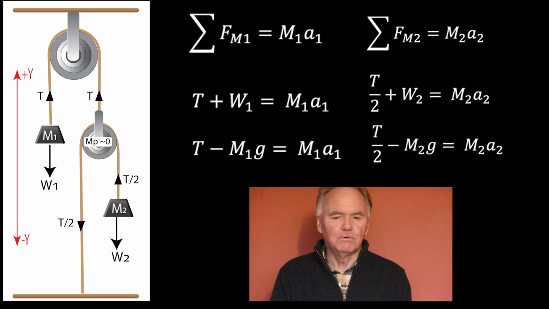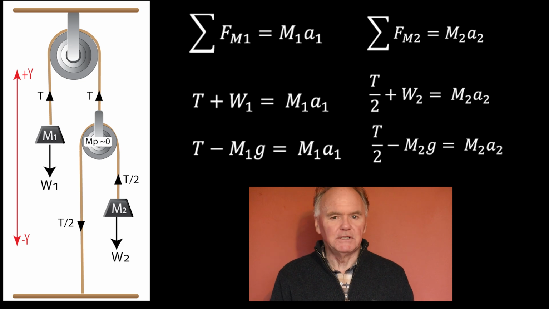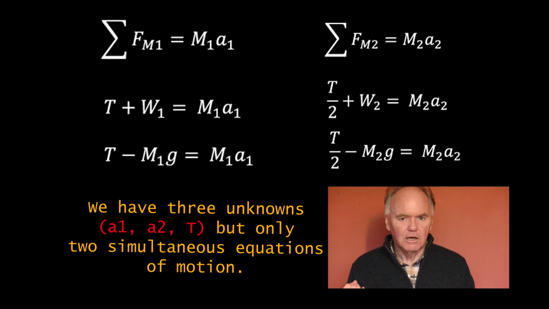Part 1 ended with two simultaneous equations with three unknowns, which means we need a third simultaneous equation. Newton's law couldn't help us in that respect. So where is this third equation of motion, if indeed it exists? Well, we'll have to look at constraints here.